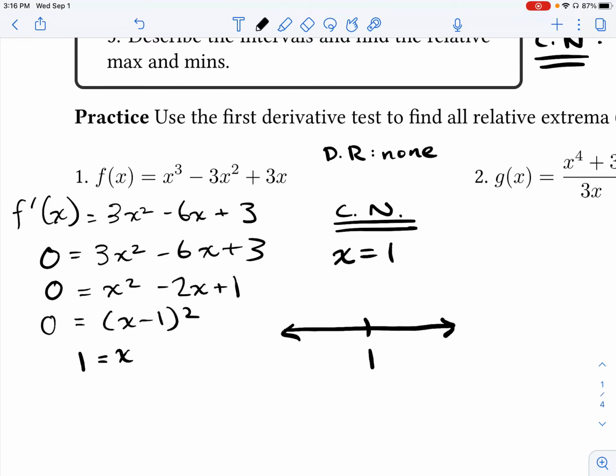So if we try plugging in a number that's less than 1, for example 0 would be a great candidate, f prime of 0 here, you don't have to write this down, but it might be a good idea to check. We see it's going to be equal to 3. Therefore, this is going to be positive. Therefore, my function is increasing here. Now let's try plugging in a number that's greater than 1. You can do this mentally. F prime of, let's say, 2. Well, that's 3 times 4. That's 12.